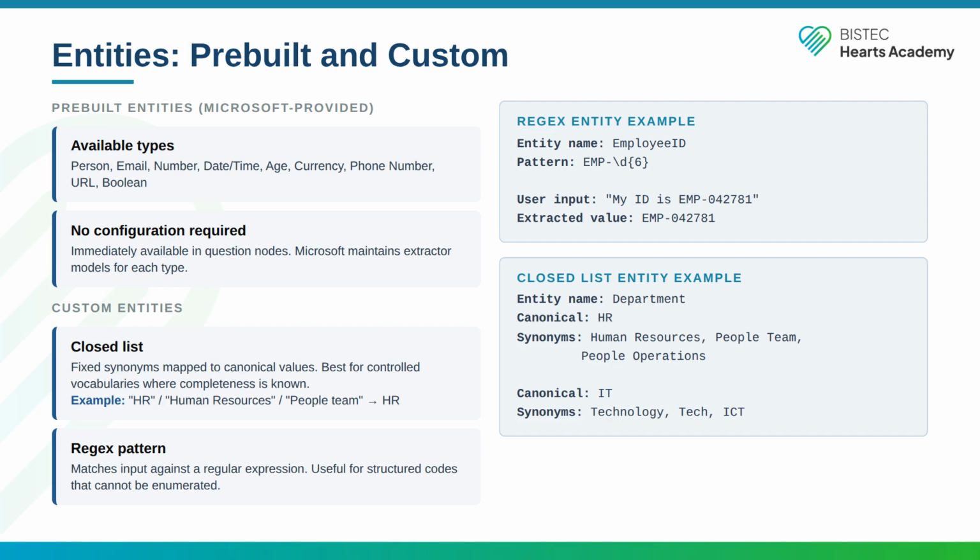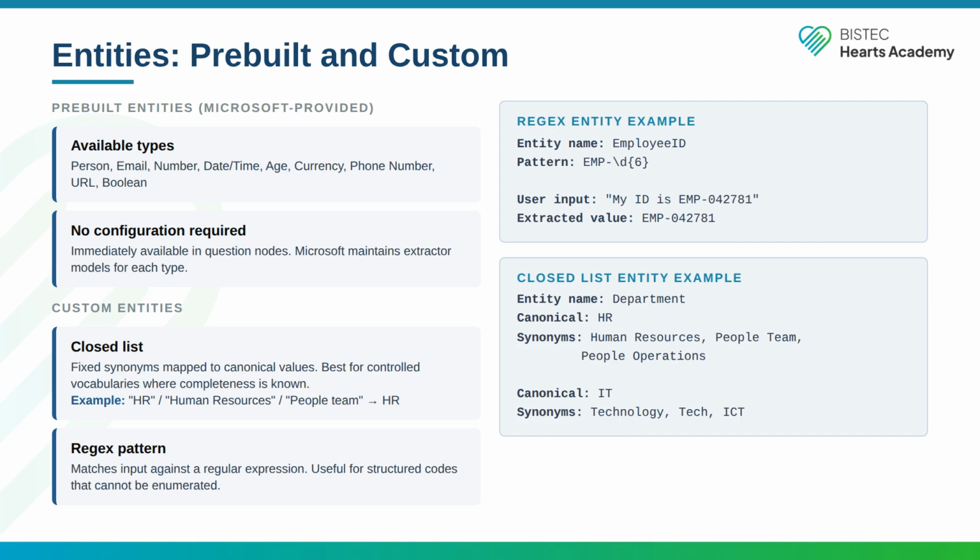Custom entities fall into 2 categories. Closed list entities define a fixed vocabulary with synonyms mapped to canonical values. This is the right choice when the set of valid values is known and bounded: department names, product categories, location codes, service tier names. The canonical value is what gets stored in the variable.